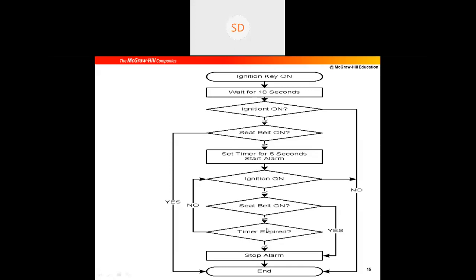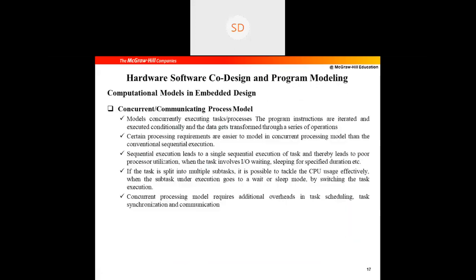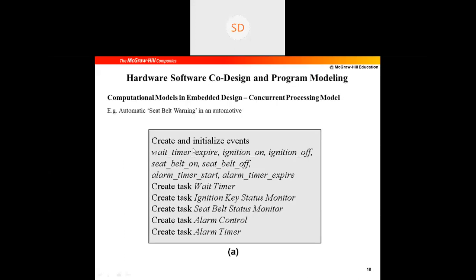In order to avoid this, we can go for the concurrent programming model. In this concurrent programming model, separate tasks will be created. Different events will be created and initialized, like an event for wait timer expire, ignition on, ignition off, seat belt on, seat belt off, LRAM timer start, LRAM timer expire. These are the different events, right? First event is the wait timer, which should be on for 10 seconds. That is the timer expire.